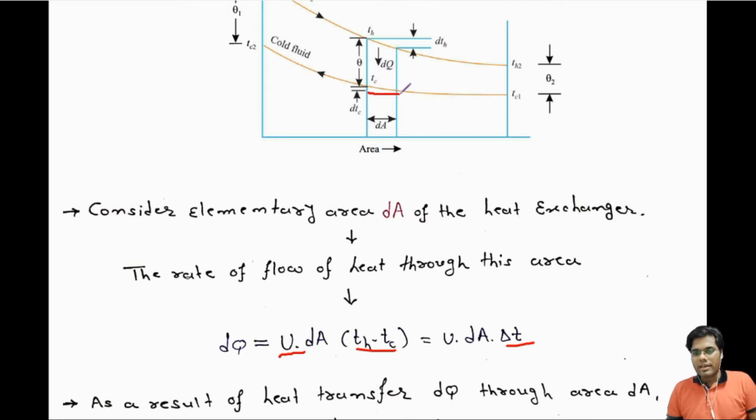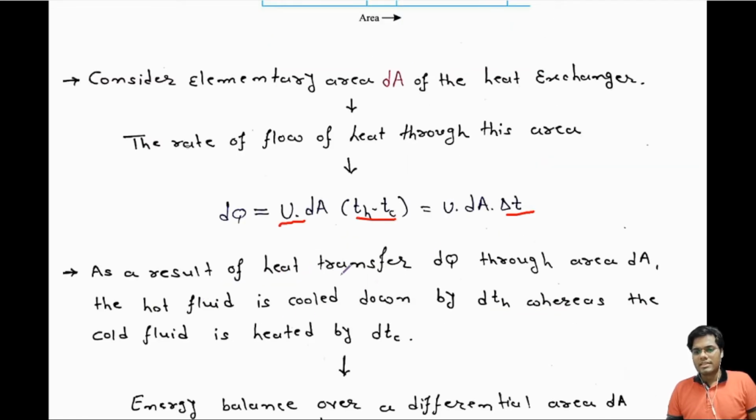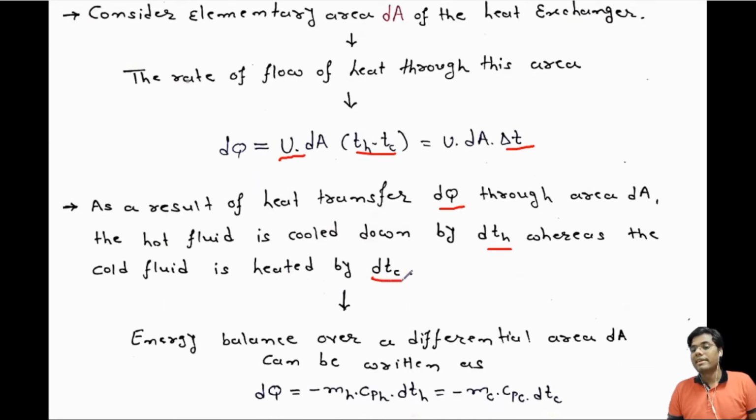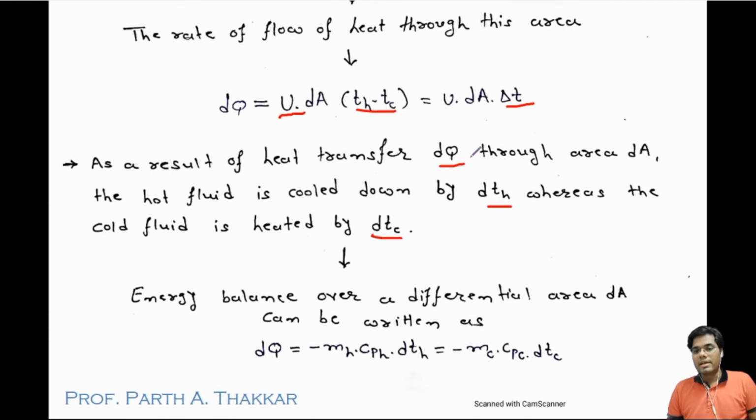In this elementary area, we can see from this figure that the heat lost by the hot fluid is dTH and the heat gained by the cold fluid is dTc. So as a result of heat transfer dQ to area dA, the hot fluid is cooled down by dTH, whereas the cold fluid is heated by dTc. So energy balance equation for that particular elementary area, we can write that dQ is equal to mc delta T for hot fluid is equal to mc delta T for cold fluid, because whatever heat lost by hot fluid will be gained by the cold fluid.